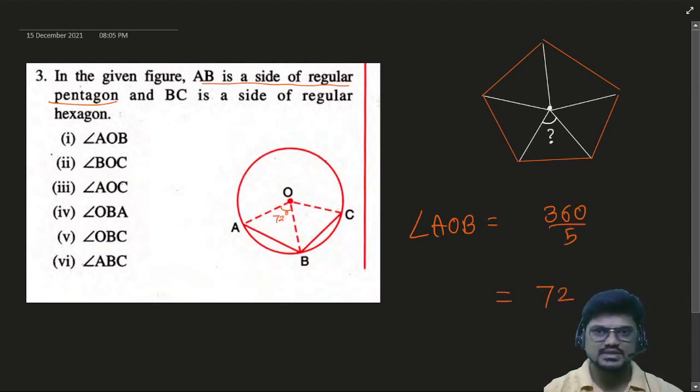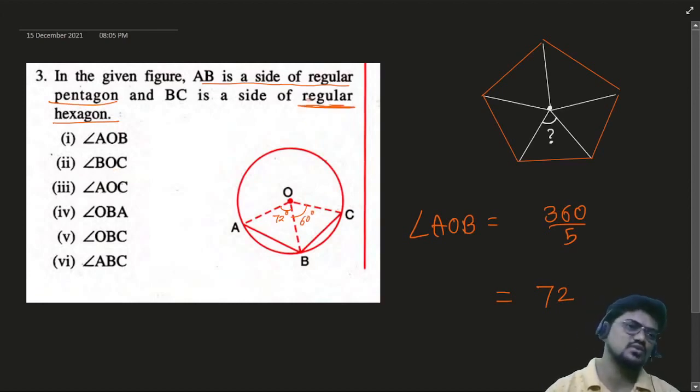And BC is a side of a regular hexagon. Hexagon means how many sides? 6. Exactly. So if it is 6 sides, what will this angle be? 360 divided by 6, that is 60. Now, what they are asking is, it's a regular polygon.